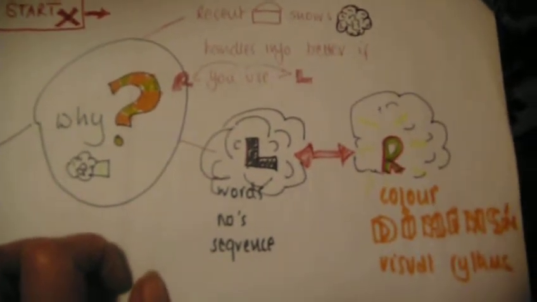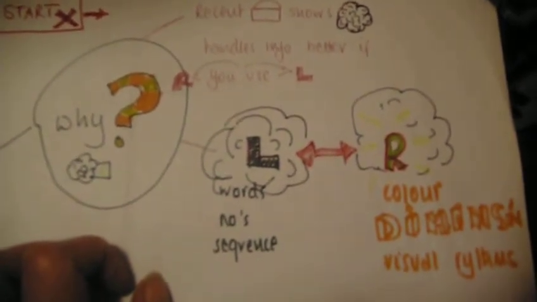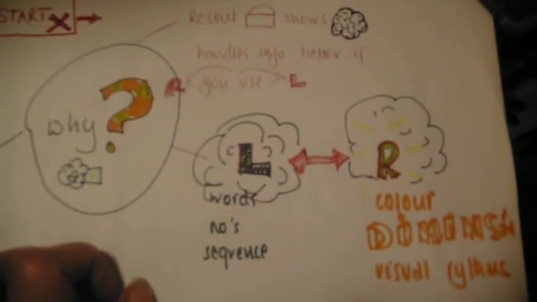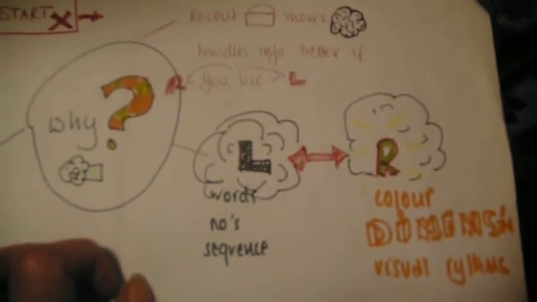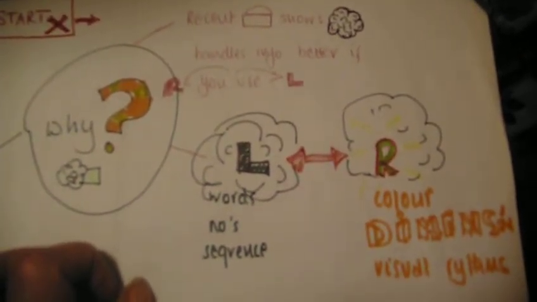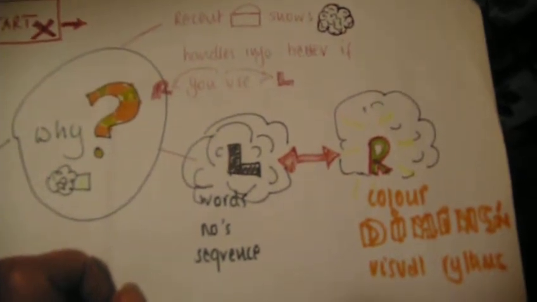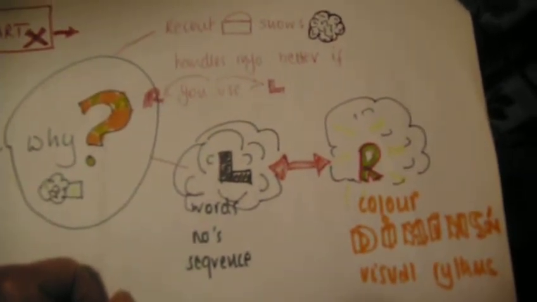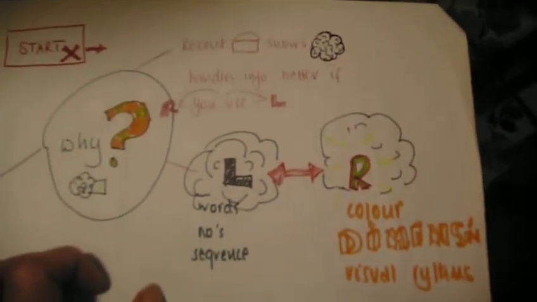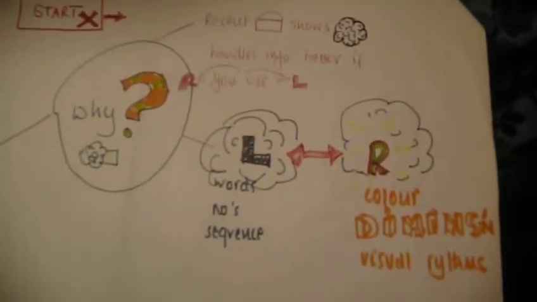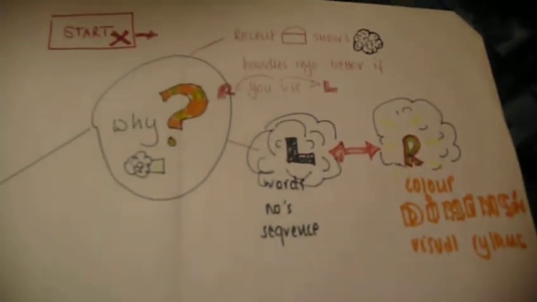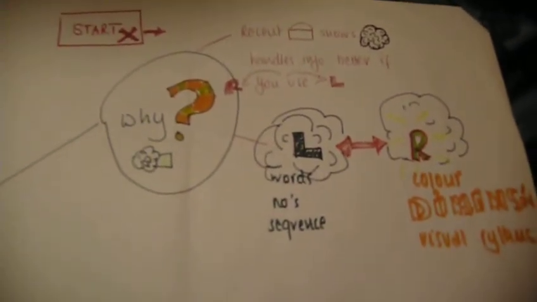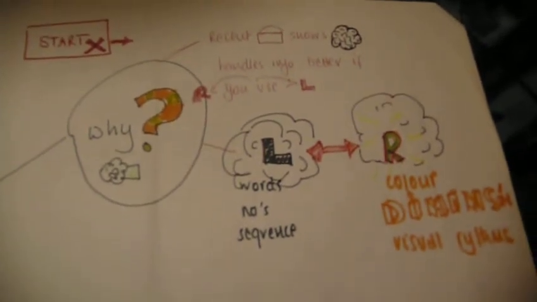The right side is to do with colour and dimension and visual rhythms, patterns, things like that. And the left side, you'll know this, is words, numbers, sequences. Now, by using the two sides of the brain together, you can be a better thinker, you learn more, you learn faster. So this is what psychologists have recognised, that mind maps will, on an MRI scan, get the two sides of the brain working in a way that linear lists and other techniques such as flowcharts don't.